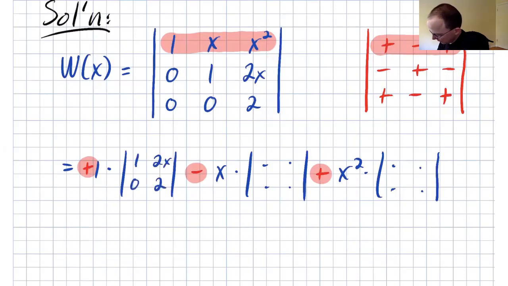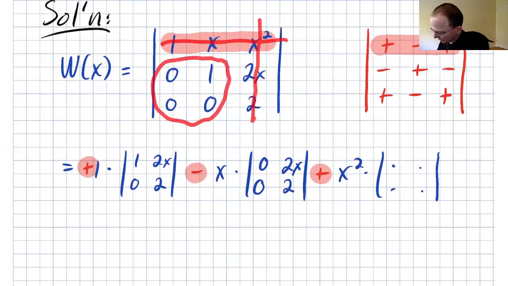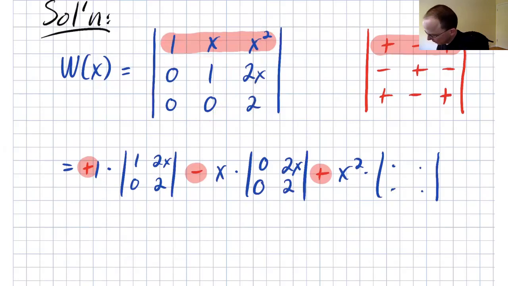And then we do the same thing here for the next entry. So x is in the first row and this middle column. So we'll scratch out this row and this column, and we're left with 0, 0, 2x, and 2. So that's what goes here. So 0, 0, 2x, and 2. And then finally, this x squared, it's in the first row and the last column. And so once we delete those, we're left with this matrix, 0, 1, 0, 0.